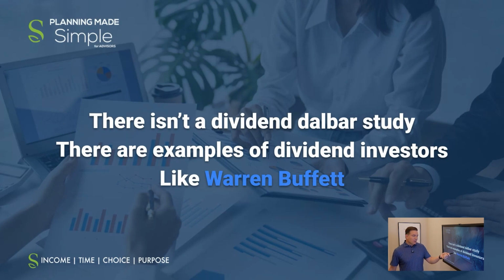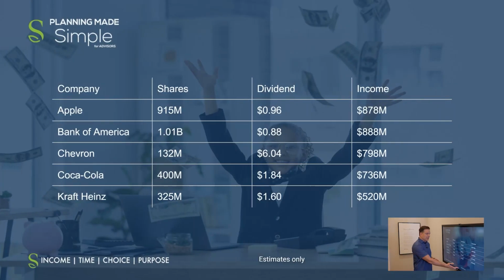But there's a lot of awesome examples. Warren Buffett is a great one. I'm sure you've heard of this guy. Here's some of his holdings. These are the best estimates I could get. Here's the actual shares of when I got this, in the last couple of weeks. He owns 915 million shares of Apple, paying $1 a share. He's making $878 million roughly a year in dividend income.